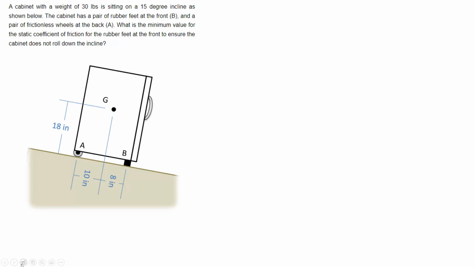With our equilibrium equation, the first thing we want to do is draw a free body diagram. So we're going to take our rectangle. That is our cabinet, kind of like this. It's at that 15-degree angle. And we're going to set up the x and y axes in line with the incline itself, kind of like that.